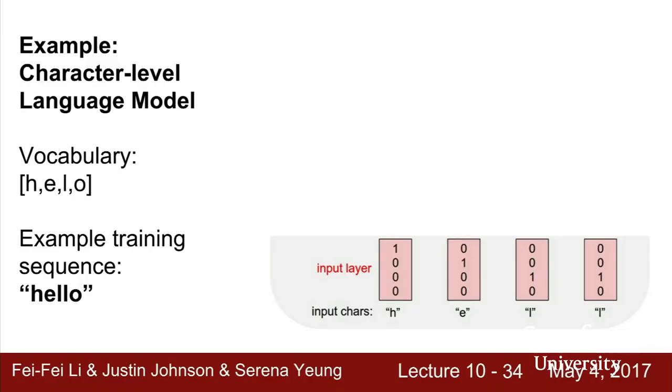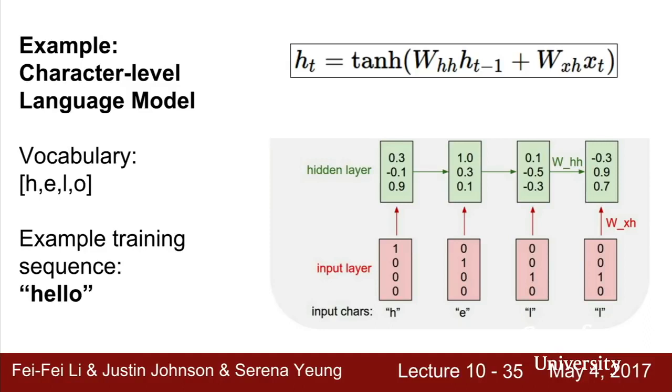But in a very simple example, you can imagine this character level language model where the network will read some sequence of characters, and then it needs to predict what the next character will be in this stream of text. In this example, we have a very small vocabulary of 4 letters, H, E, L, and O, and an example training sequence of the word hello, H-E-L-L-O. During training, we will feed the characters of this training sequence as the x_t inputs to our recurrent neural network.